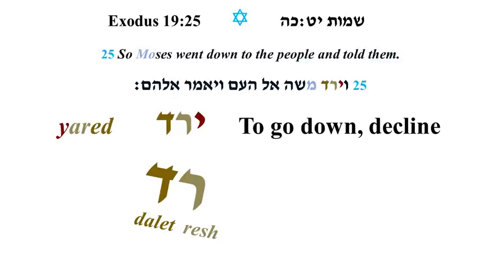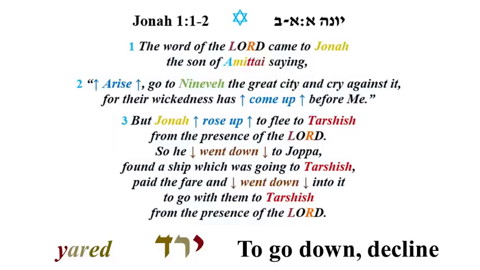Okay? In Jonah, chapter 1, verse 1 and 2, the word of the Lord came to Jonah, the son of Amittai, saying, Arise, go to Nineveh, the great city, and cry against it, for their wickedness has come up before me. But Jonah rose up to flee to Tarshish from the presence of Yahweh. So he went down to Joppa, found a ship that was going to Tarshish, paid the fare, and went down into it to go with them to Tarshish from the presence of Yahweh. That word, Yerad, is Yered, to go down. He went down to Joppa, and he went down into the ship.